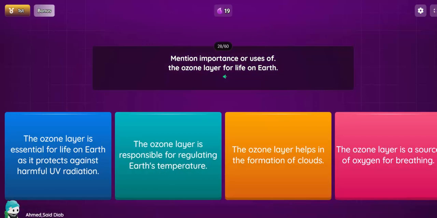Question: mention importance or uses of the ozone layer for life on Earth. Option 1: the ozone layer is essential for life on Earth as it protects against harmful UV radiation. Option 2: the ozone layer is responsible for regulating Earth's temperature. Option 3: the ozone layer helps in the formation of clouds. Option 4: the ozone layer is a source of oxygen for breathing.